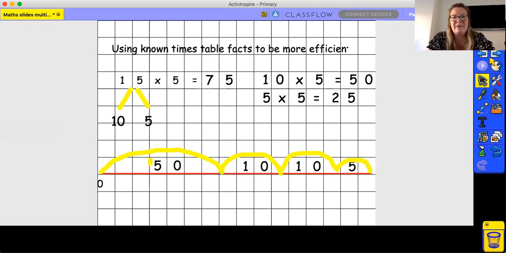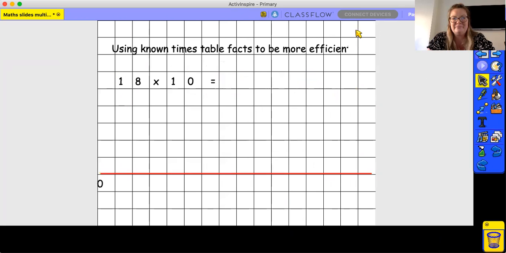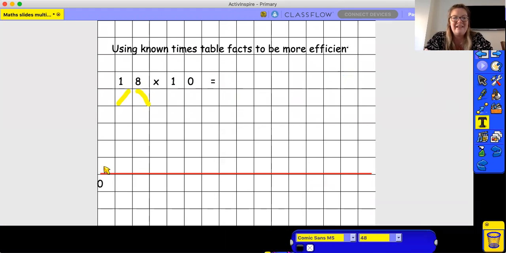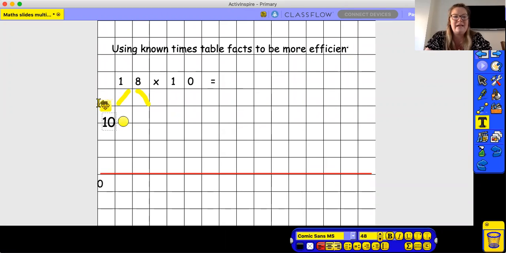Here's one to try by yourself. Welcome back, Year 2. Let's have a go at this all together. So if I partition 18 into 10s and 1s, what do I get? That's right, I get 1 10 and 8 1s.